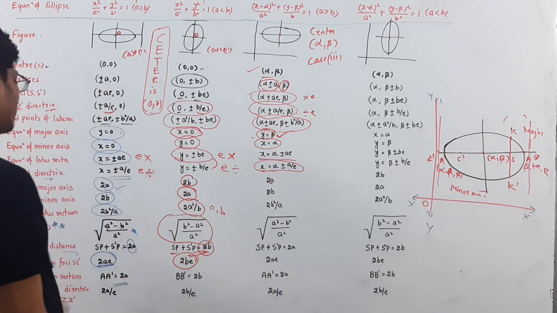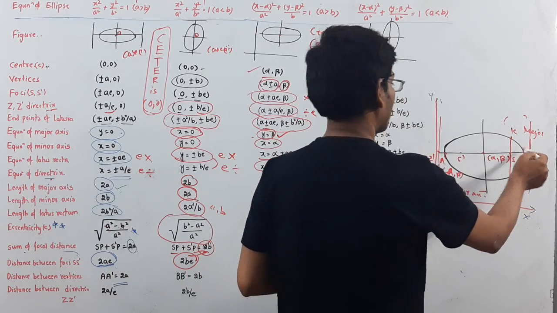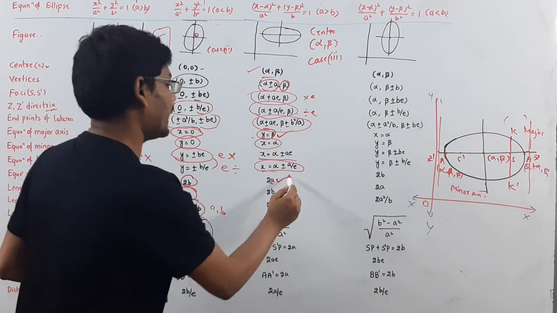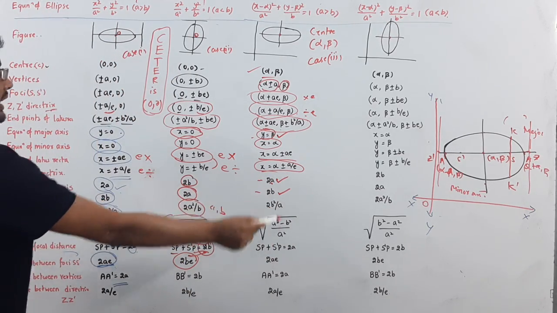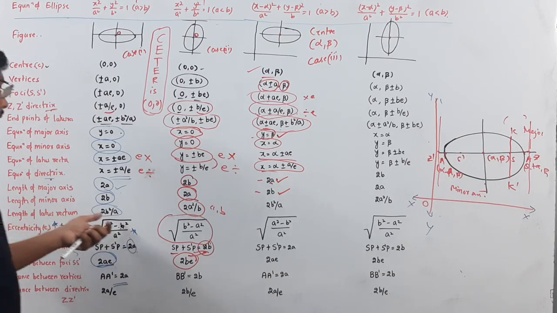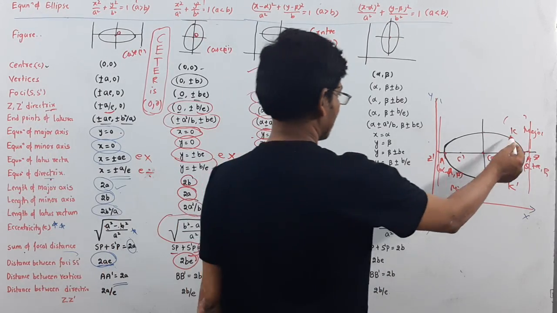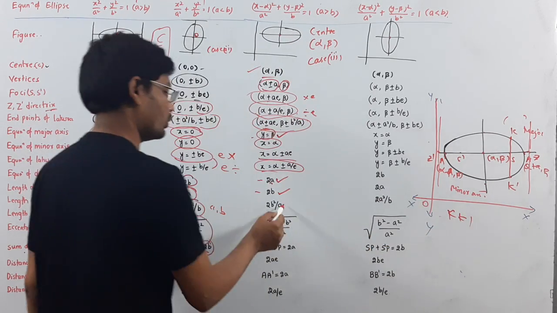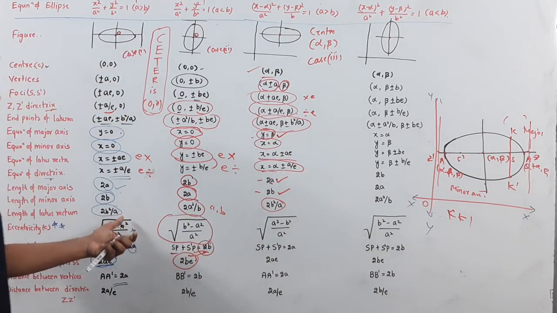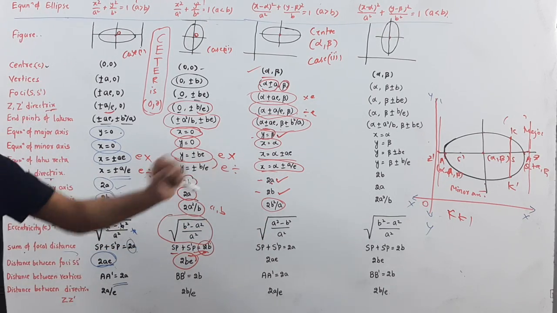And the next one, this is the length of major axis and the length of minor axis, that is 2A and 2B here. And the next one, the length of latus rectum. If you want to find the length of this latus rectum, K dash, that is 2B square by A, like this one. These two are the same for this ellipse here.